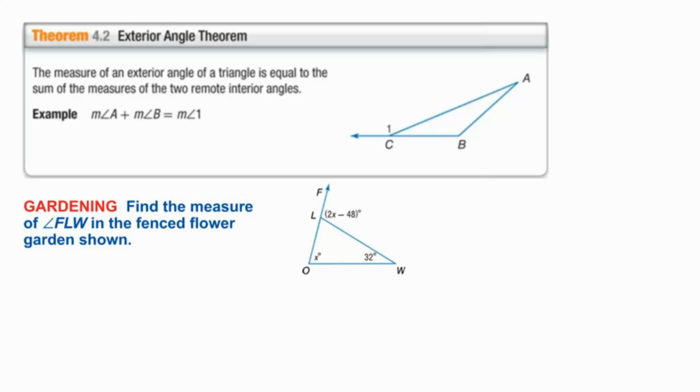The next theorem gives us some information that we can use to solve problems in a faster method. We're told that the exterior angle is equal to the sum of the two remote interior angles. So the measure of angle 1 would equal the measure of angle A plus the measure of angle B.